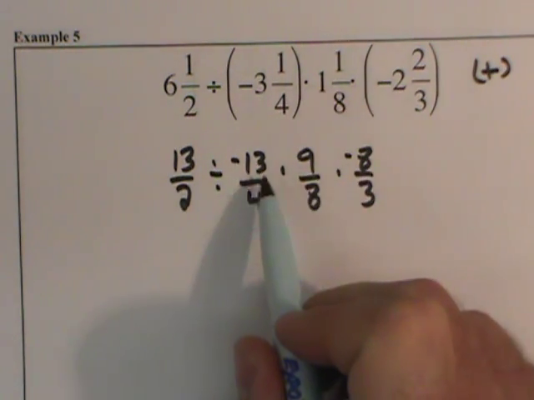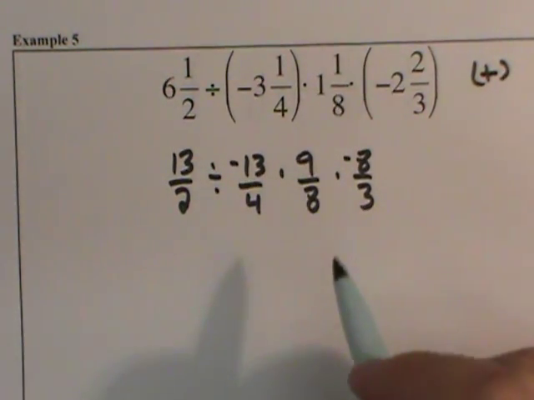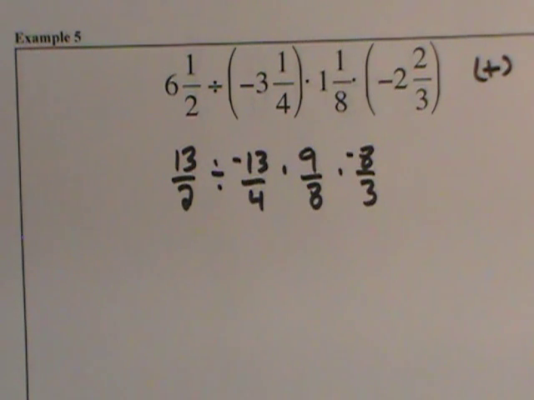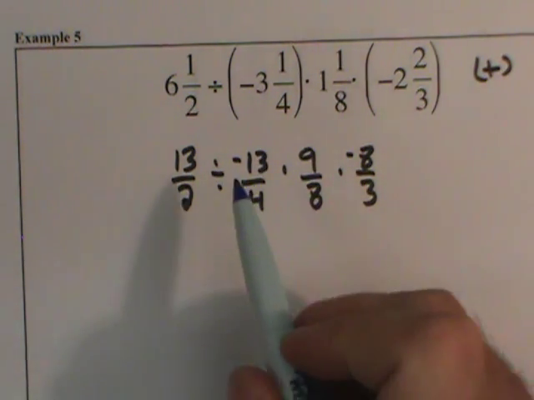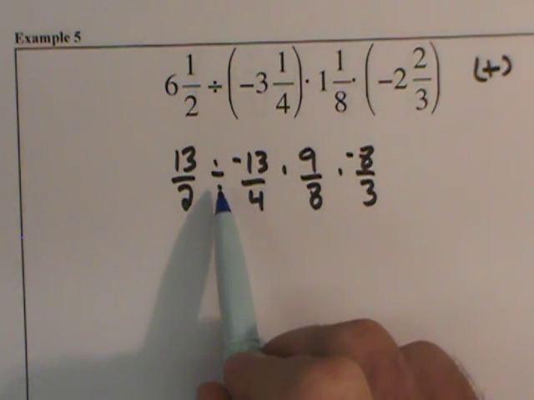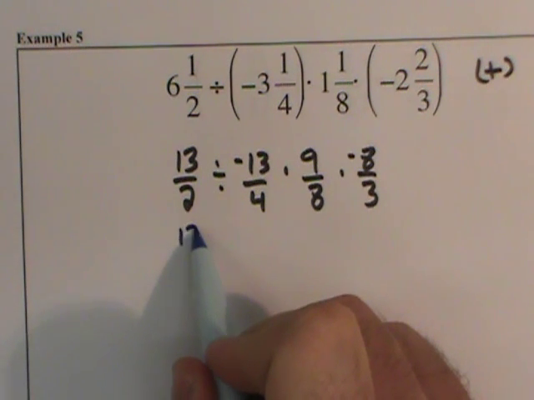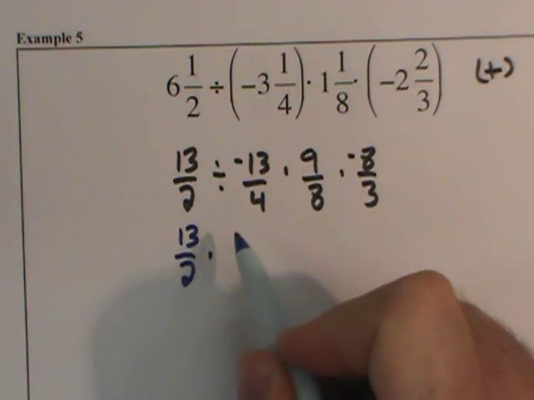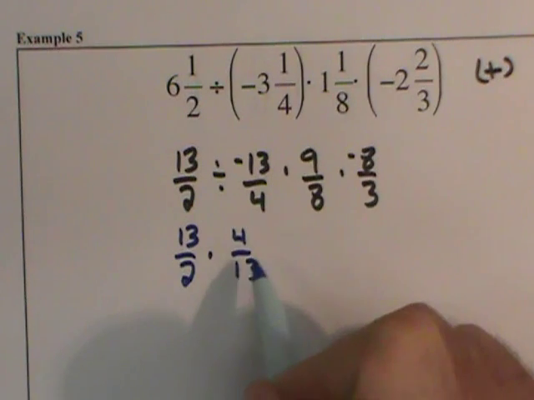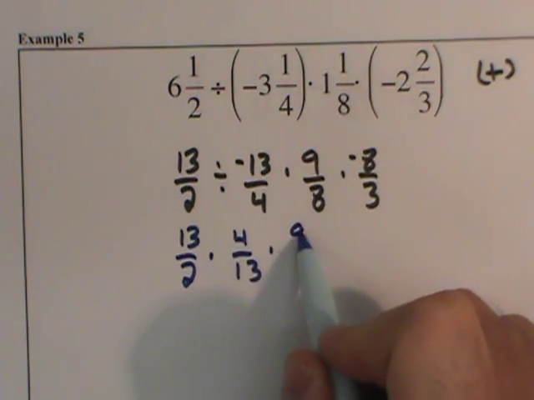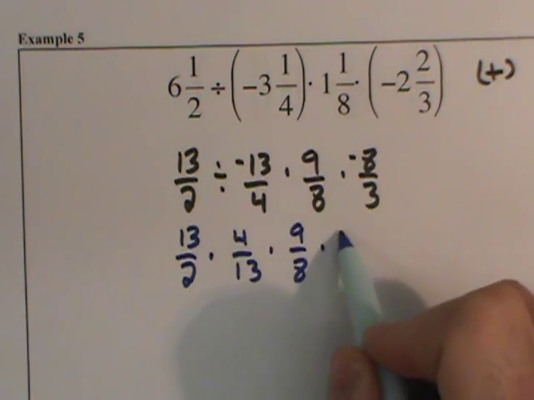Again, notice that I always keep my negatives in the numerator. I don't want them back and forth. I'll always keep a negative in the top. Now, because I don't have straight multiplication, I do have to come through here. Anything that follows the division sign needs to be reciprocated. So I'm going to call this 13 halves times 4 thirteenths. Everything else is just repeated, rewrite it.